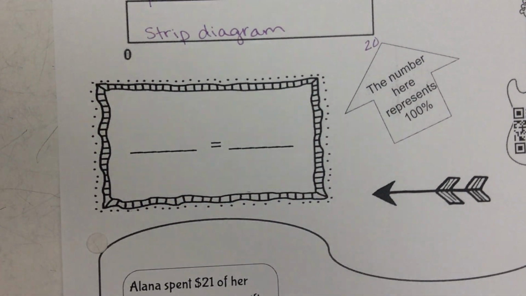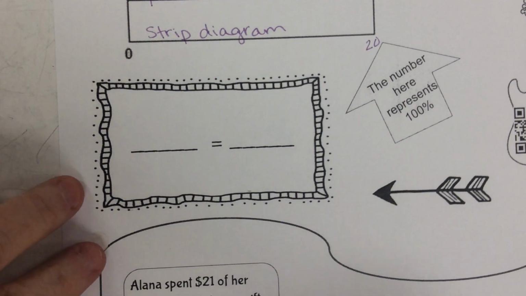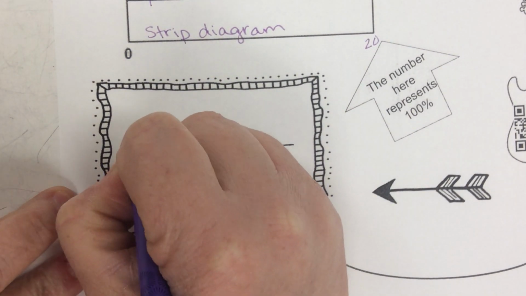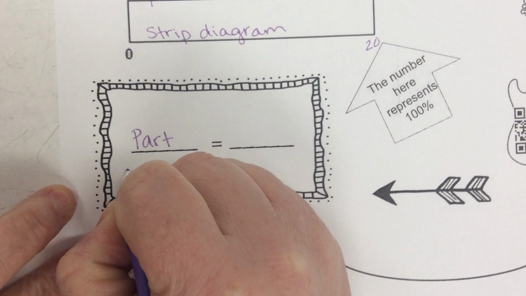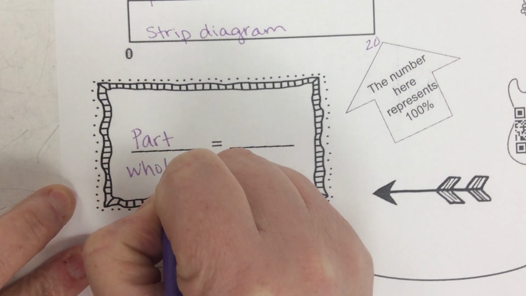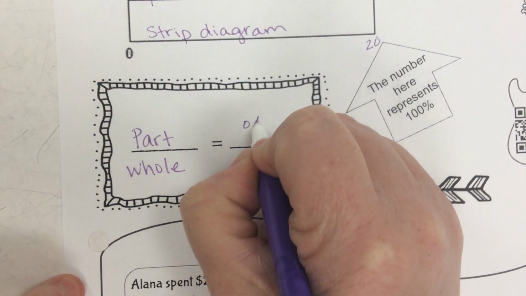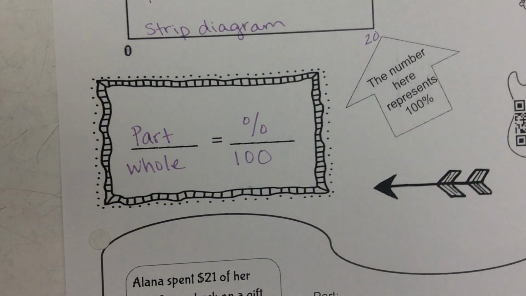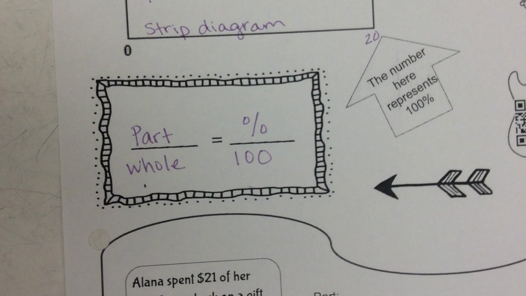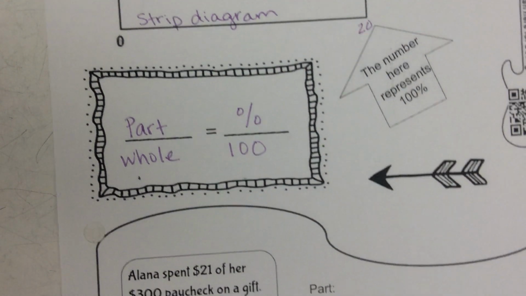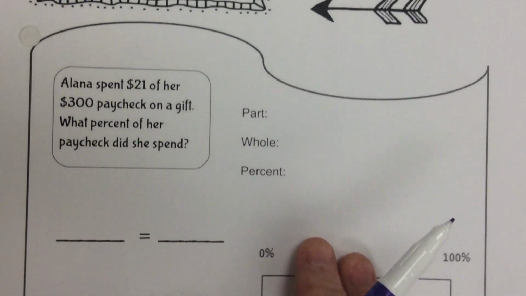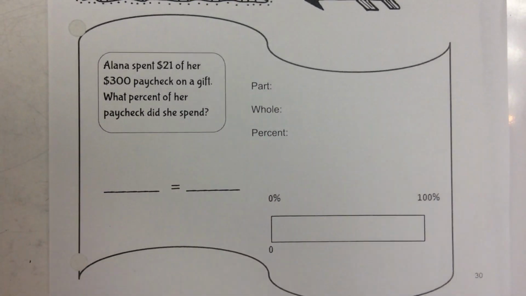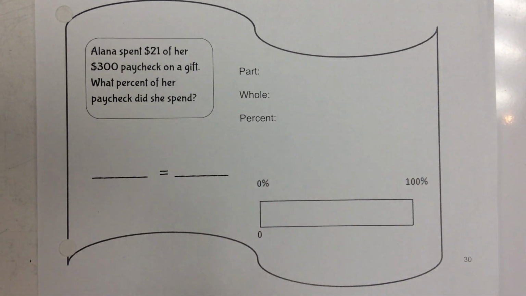So this right here is a really important part. We call this a percent proportion. We write part over whole equals percent over 100. And you will hear us say this a lot in class over the next few days: part over whole equals percent over 100. This is going to take a few minutes, so I want you to listen very carefully as we go through and explain the steps here.